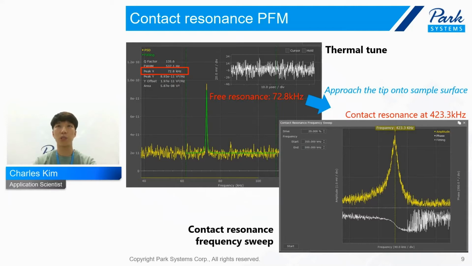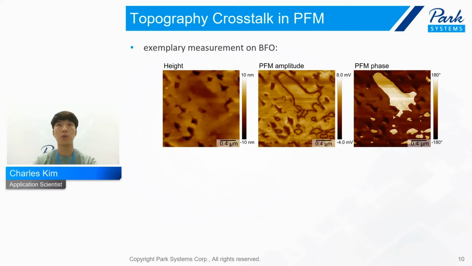After approaching the sample surface, I swept the AC frequency. As a result of the AC frequency sweep, I can get the contact resonance peak at 423.3 kHz. So it's about 6 times the free resonance. By using this peak, we can measure the contact resonance PFM. So there is one example image of the bismuth ferrite.